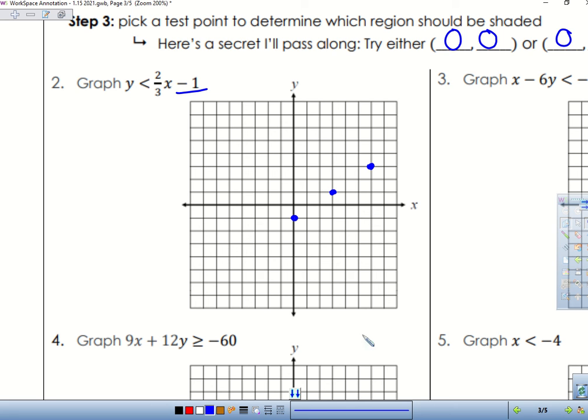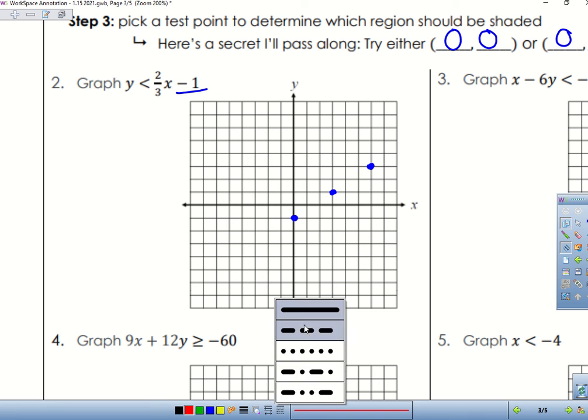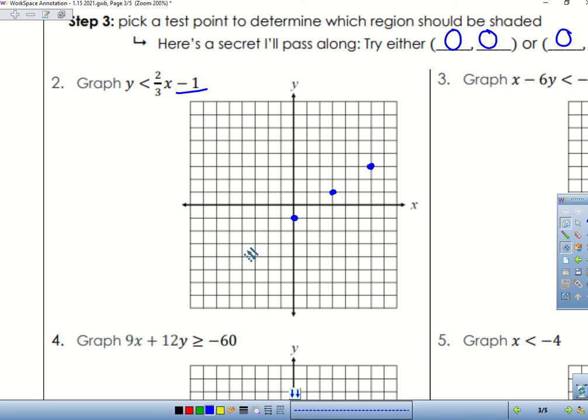So is everyone good with how I got those 3 dots? Just graphing the line. Now here's where the inequality part comes in. We have to determine if this is going to be a dashed or solid line. What do you think based on the inequality here? Dash. Good, it's going to be a dashed line because there's no equal sign under the inequality symbol. And now we have to determine if we're going to shade above or below this line.